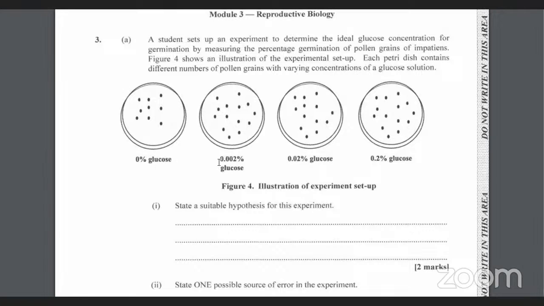So we're to determine, quickly, the ideal glucose concentration for germination. So we could say as glucose concentration increases, the rate of germination will increase.